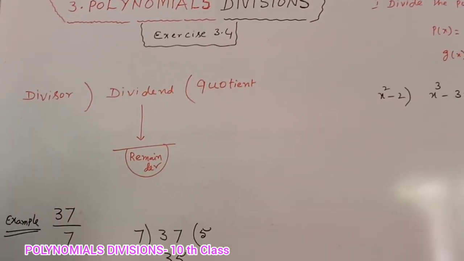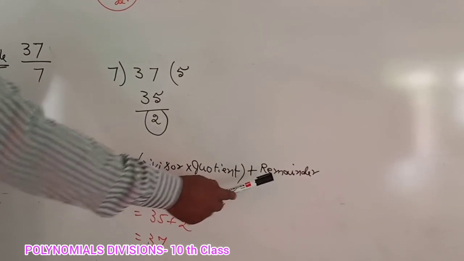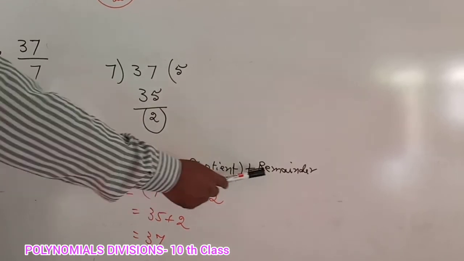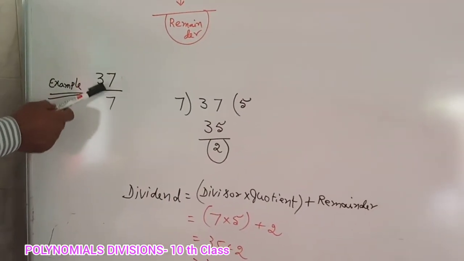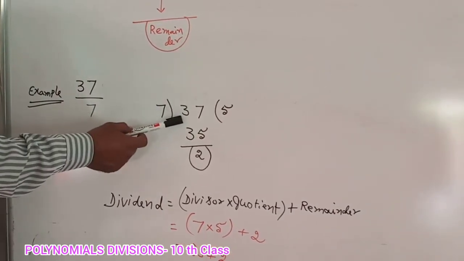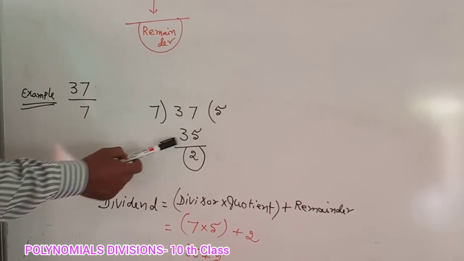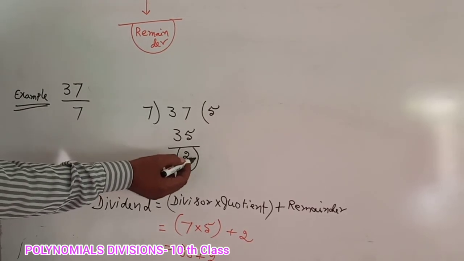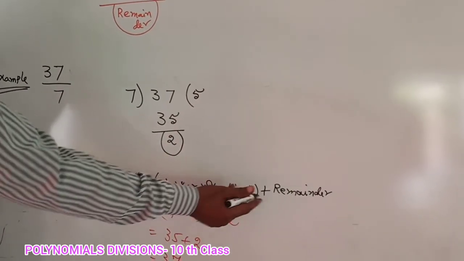Dividend is equal to divisor into quotient plus remainder. For one example, 37 by 7. How many times does 7 go into 37? 7 fives are 35. Then what is the remainder value? 2.